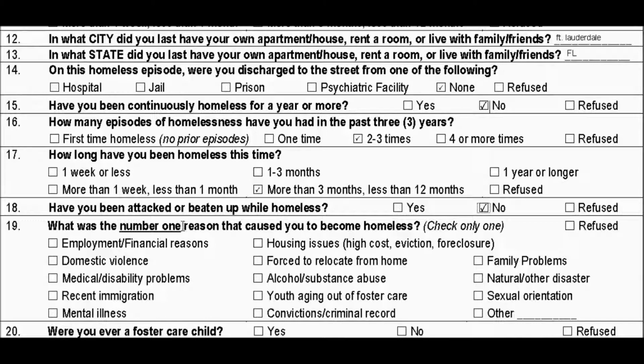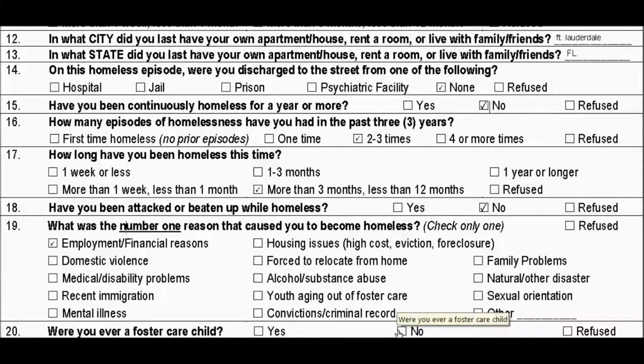Question number 19. What was the number one reason that caused you to become homeless? Please emphasize that we need the number one reason. If the participant lists more than one, ask them which one is the biggest reason and select that one. For question number 20, check whether the participant has ever been in foster care.